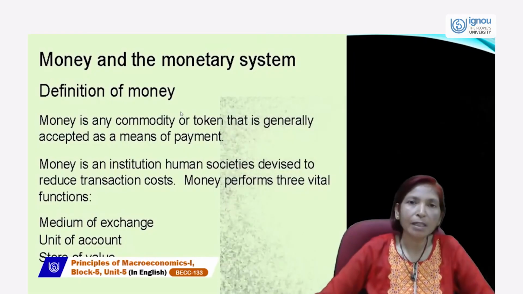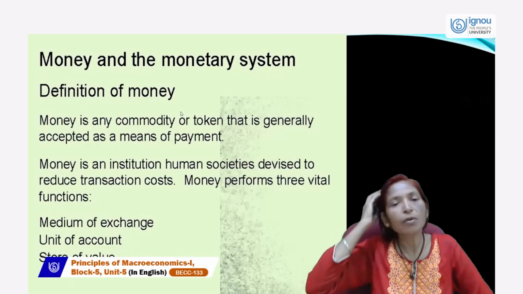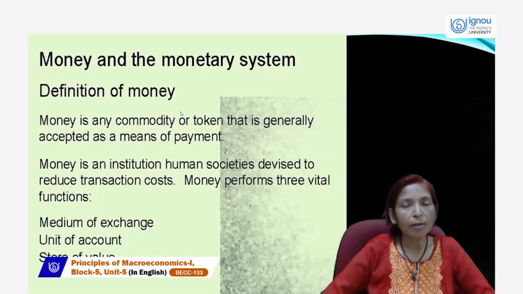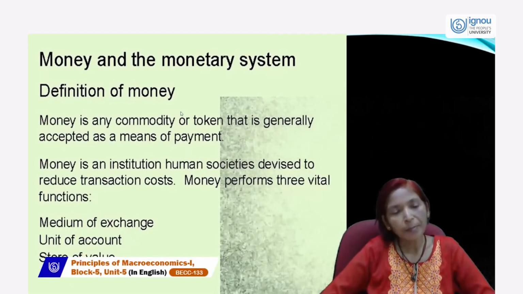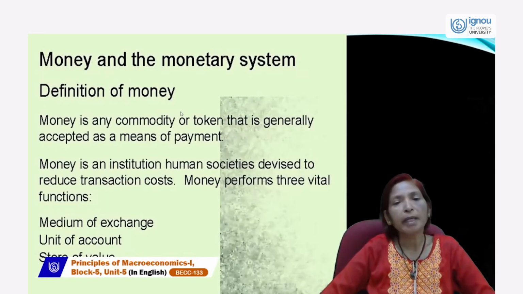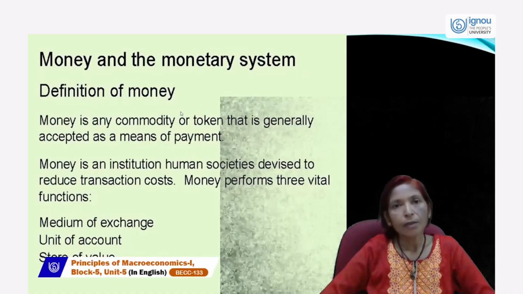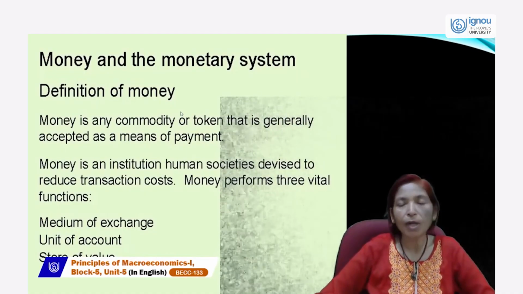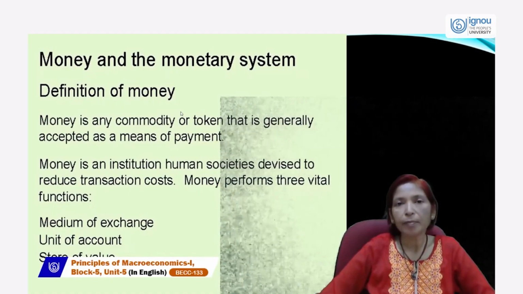With the help of money, we can measure all the goods and services which are produced in our country in terms of money. And next is store of value. Money can be easily storable. You don't need any type of warehouses or godowns to keep money.